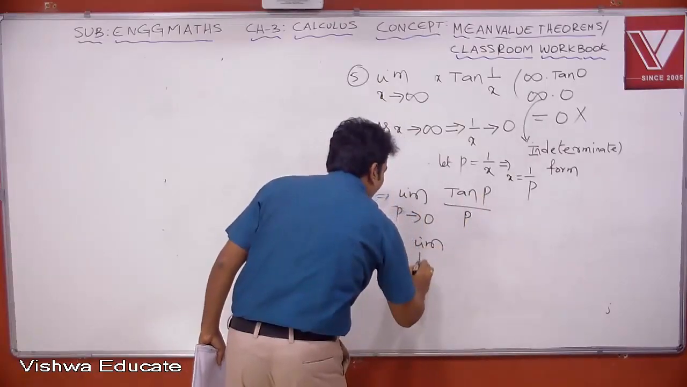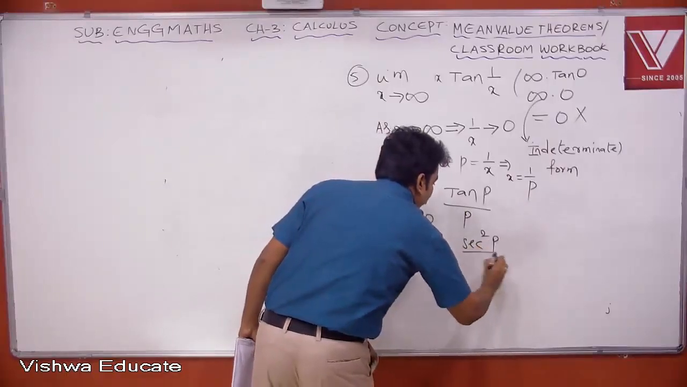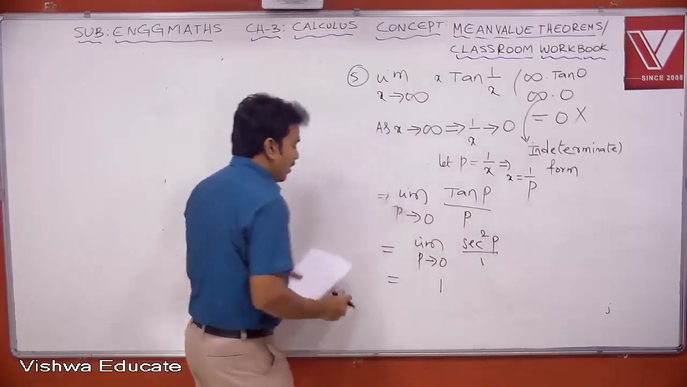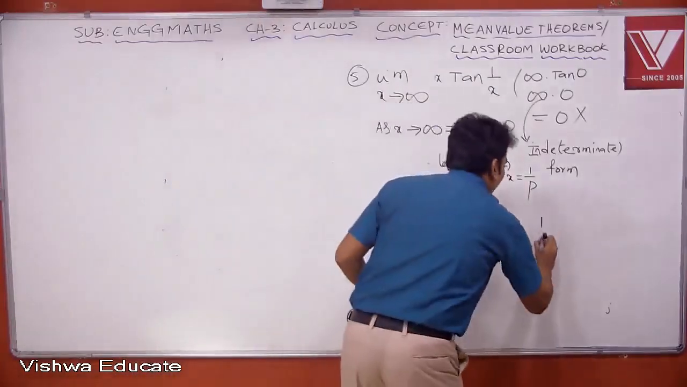Apply L'Hospital's rule. Now p is a variable, so the derivative of tan p is secant square p, and the derivative of p is 1. Now secant square 0 is 1. Therefore, 1 is the right answer. So option B is the correct option.